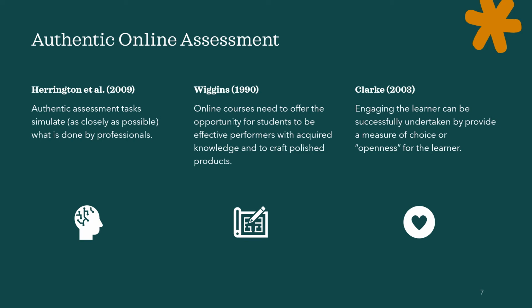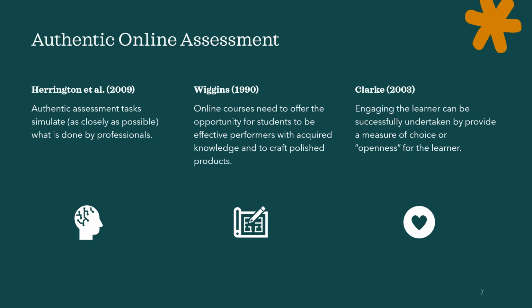Wiggins says that in order to provide authentic assessment in online courses, the course needs to offer the opportunity for students to be effective performers with acquired knowledge and to craft polished products. In my activity, the students have a few different chances to further craft the social media products they are creating by receiving peer review feedback, doing a self-reflection, and by undertaking a formative assessment and receiving feedback from their teacher. Finally, putting all that knowledge together as a more polished assessment and formative learning experience.